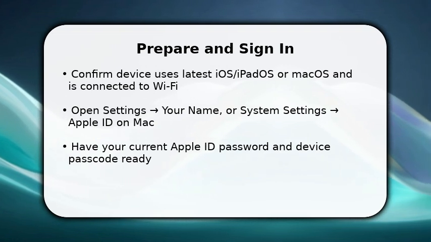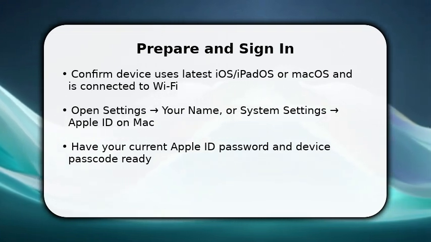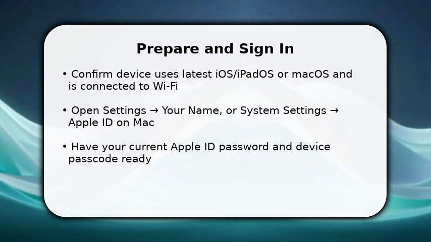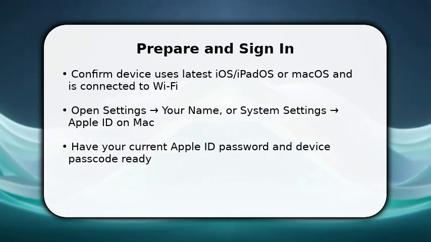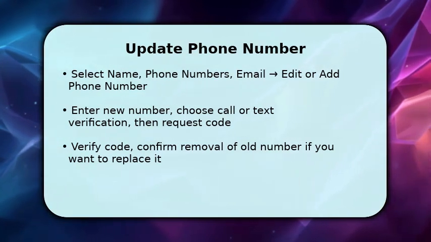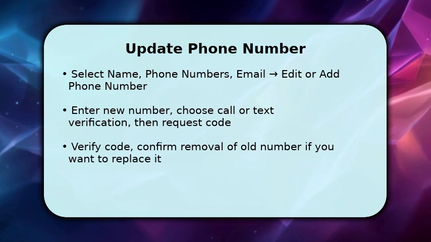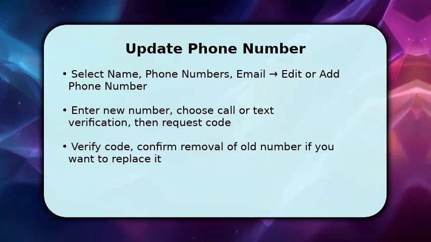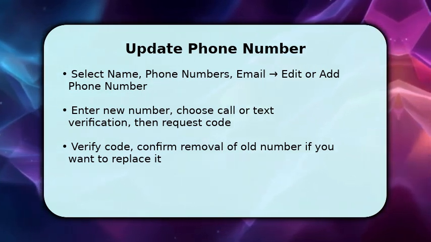Keep a note of the new phone number to add, and have SMS access ready, because Apple will send verification codes during the process. Now update the actual number. Go into Name, Phone Numbers, Email, and tap Edit or Add Phone Number. Choose to add a new number rather than immediately deleting the old one.